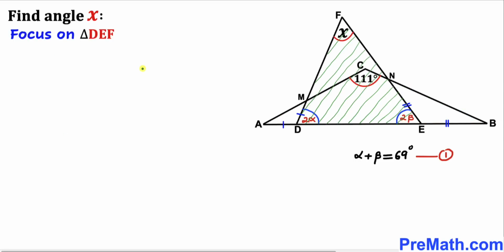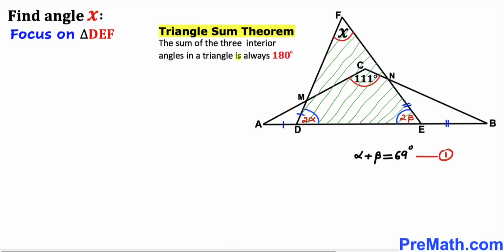And here's our final step. Let's focus on this triangle DEF. And let's focus on this triangle sum theorem once again. According to this theorem, the sum of these three angles, 2 alpha, 2 beta, and this X must be equal to 180 degrees. Therefore, we can write 2 alpha plus 2 times beta plus angle X equals 180 degrees.